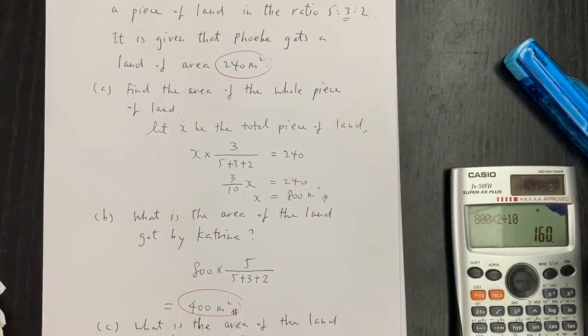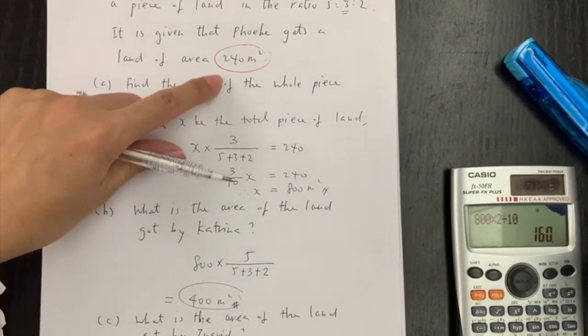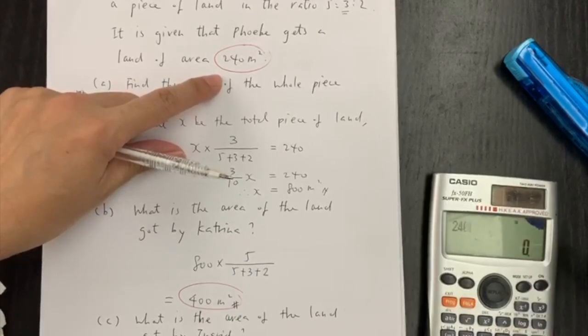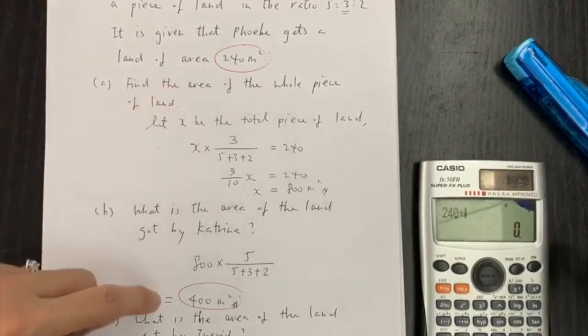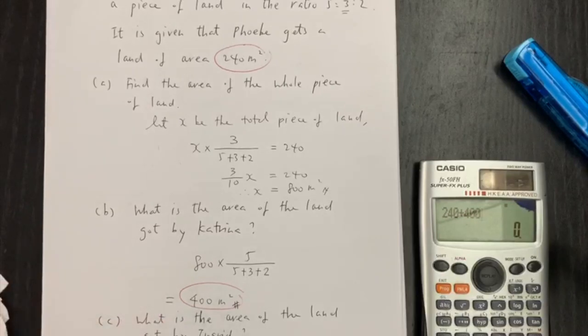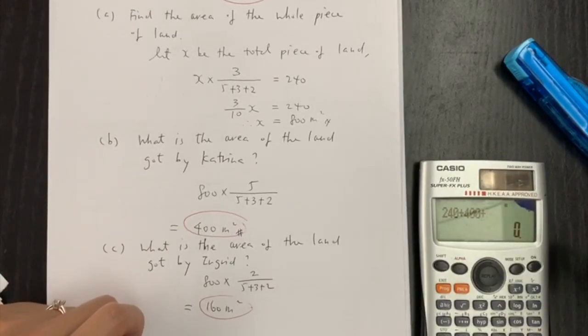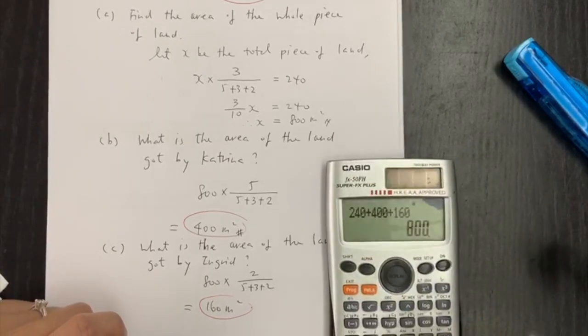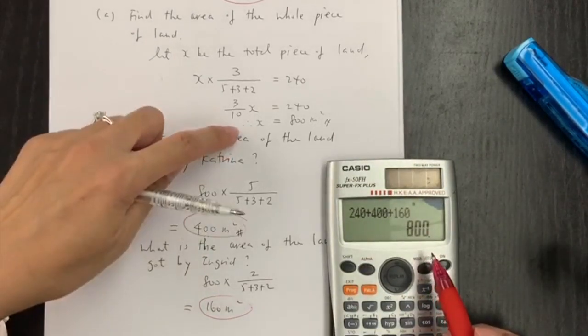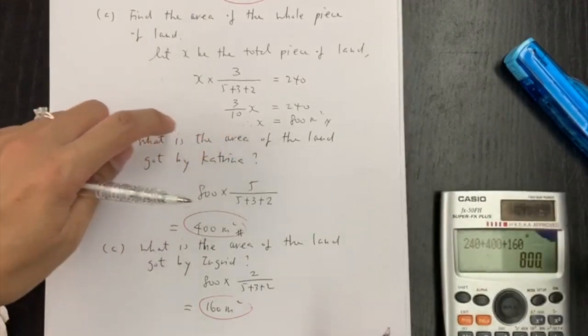So what is the total of 240 plus 400 and then plus 160? Yes, see, the total is 800, and 800 is the total piece of land.